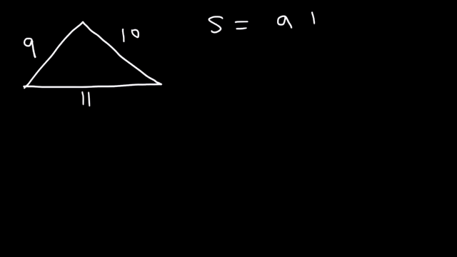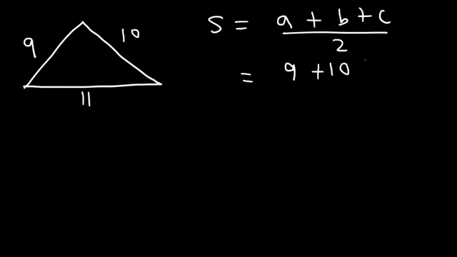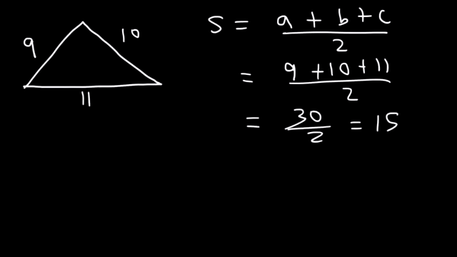How can we find the area of a scalene triangle? Let's say the sides are 9, 10, and 11. This is not a right triangle, and we don't have any angles. So what can we do to find the area of a triangle if we're given all three sides? The first thing we need to do is find s, which is 1/2 of the perimeter of the triangle. So it's going to be 9 plus 10 plus 11 divided by 2. 9 plus 10 is 19, 19 plus 11 is 30, and 30 divided by 2 is 15. So that's the value of s.